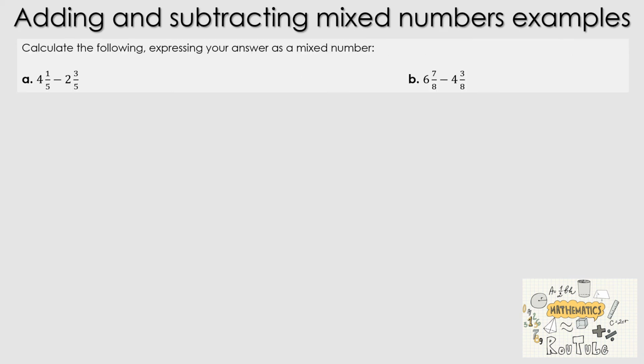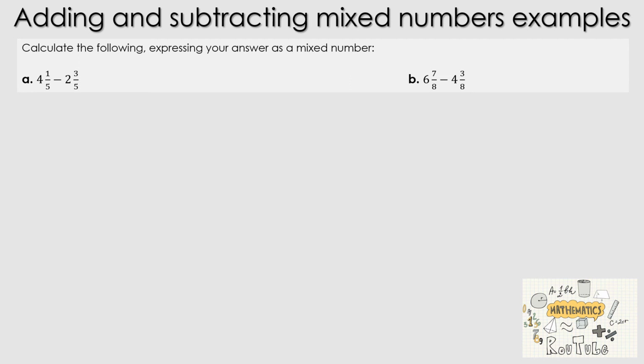All right, and let's finish off the video by having a look at a few examples where we need to add and subtract mixed numbers. Well, in this case, it's just two subtraction questions. So the question says, calculate the following, expressing your answer as a mixed number. So both of our answers should be a mixed number. So just like many things in maths, there's multiple ways in which you can do things to get to the final answer. Now, I know a really common way of dealing with a question like this is to deal with the whole numbers first and then deal with the fractions.